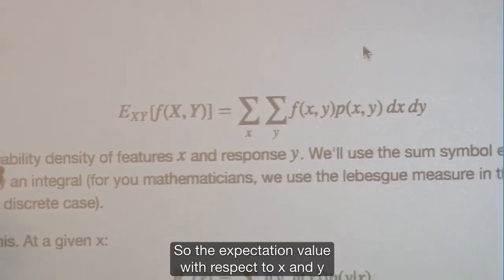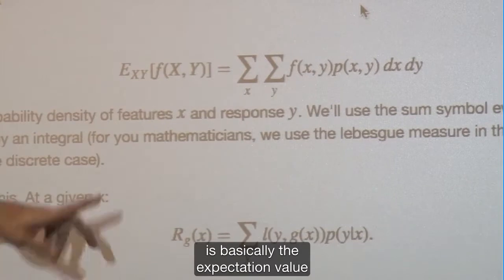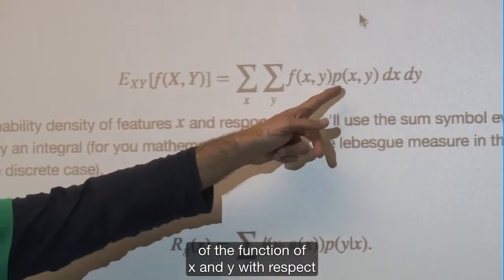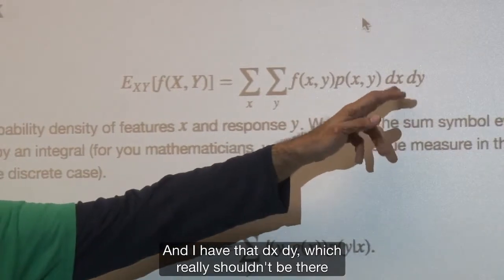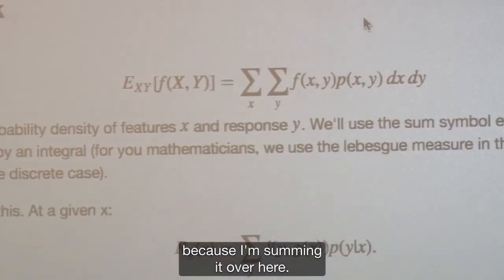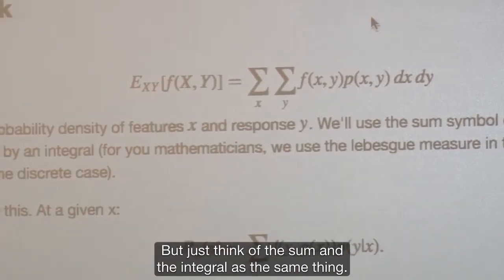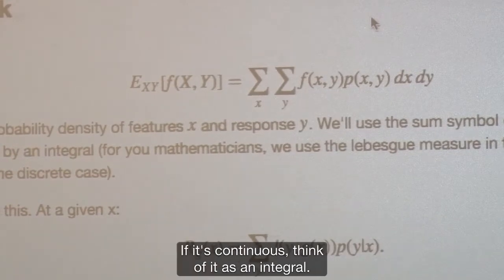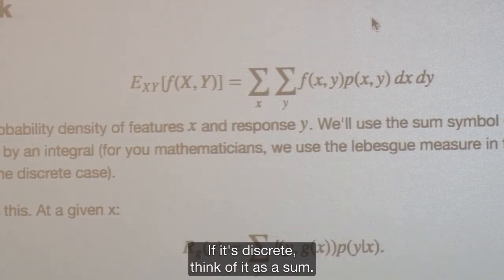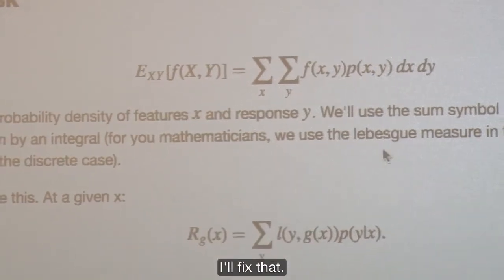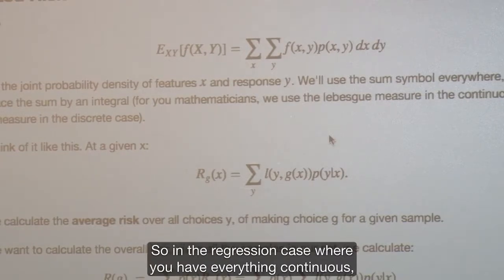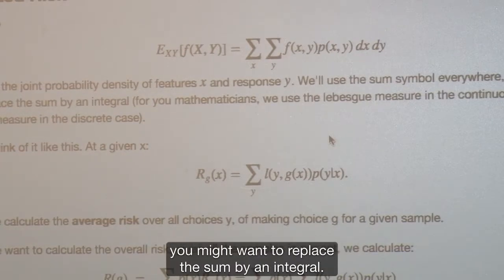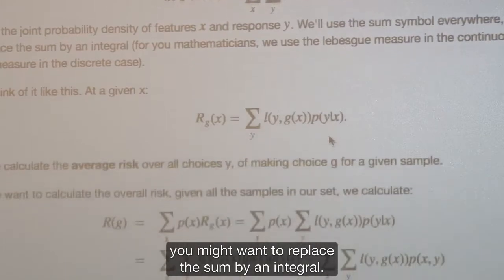So the expectation value with respect to x and y is basically the expectation value of the function of x and y with respect to the joint distribution. And I have that dx dy, which really shouldn't be there because I'm summing it over here. But just think of the sum and the integral as the same thing. If it's continuous, think of it as an integral. If it's discrete, think of it as a sum. I'll fix that. So we're going to use a sum everywhere. So in the regression case where you have everything continuous, you might want to replace the sum by an integral.